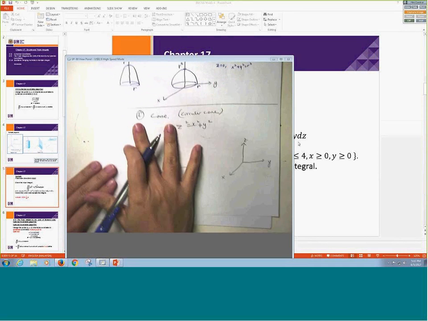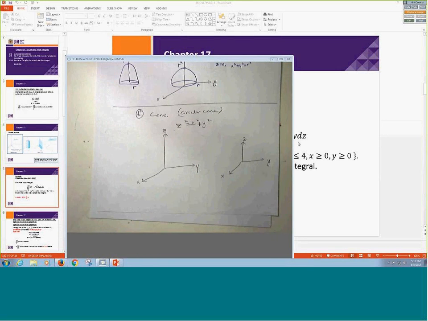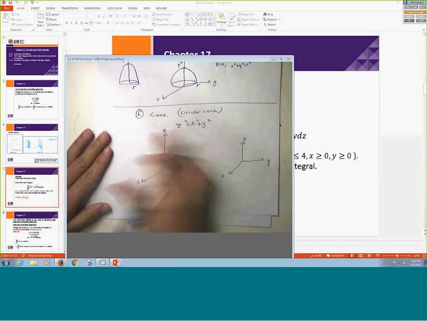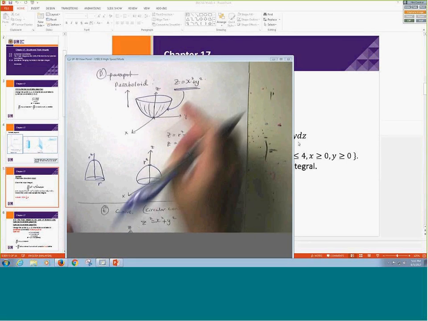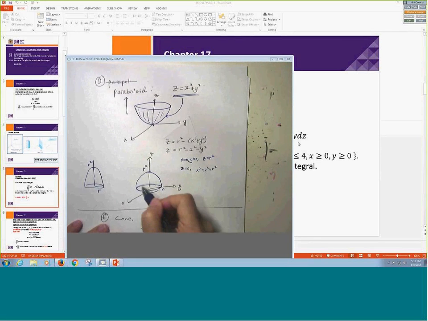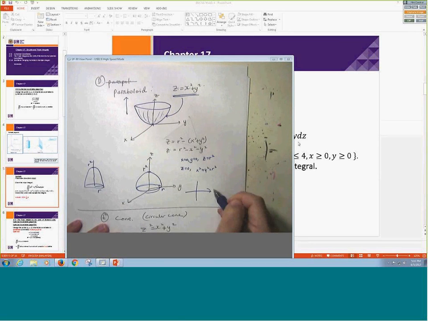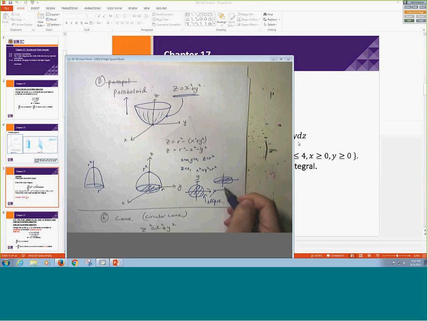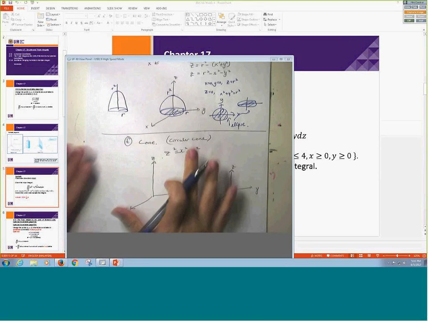And the last one, the cone, the popular surface. Here, the circular cone. This is circular, as with the paraboloid, because here is the circle when you put in x, y. It can also be an ellipse, like this. The circular cone is the same.